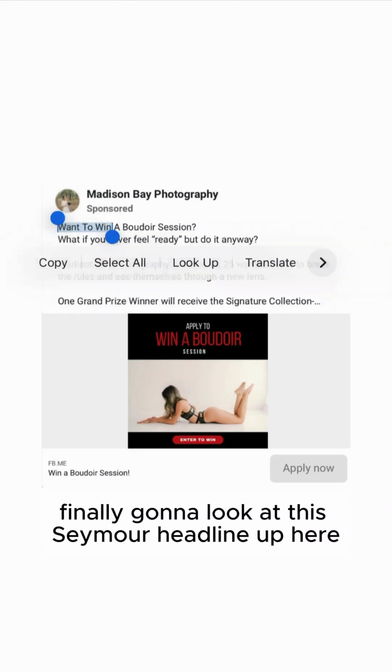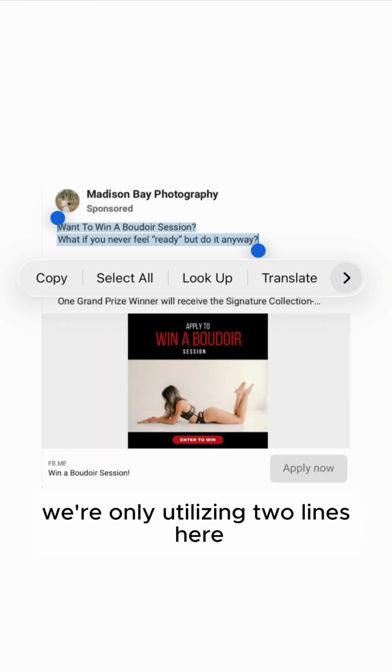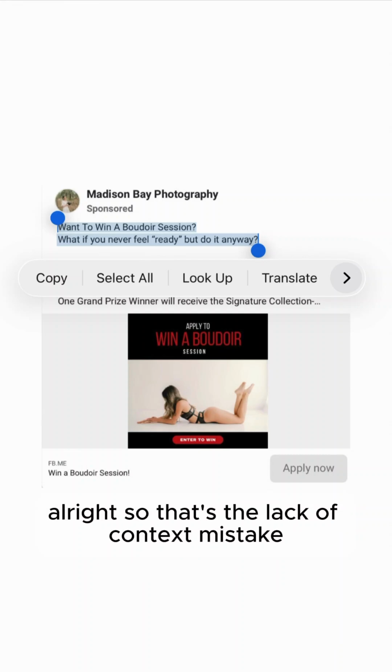Finally, we're going to look at this headline up here. First 2 3/4 lines, Facebook newsfeed mobile. We're only utilizing 2 lines here. Want to win a Boudoir session? What if you never feel ready but do it anyway? All right, so that's the lack of context mistake.